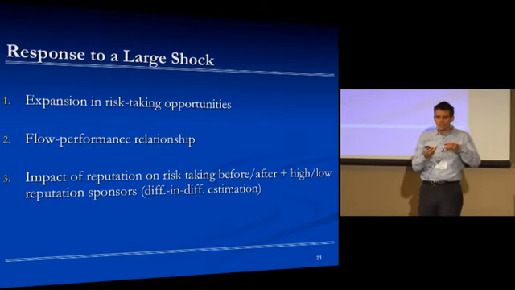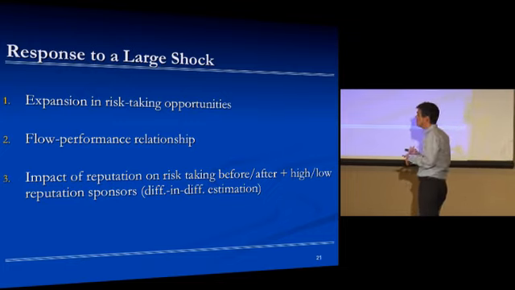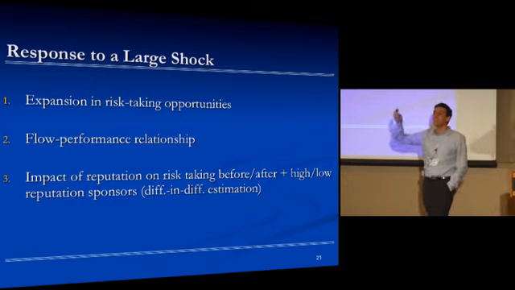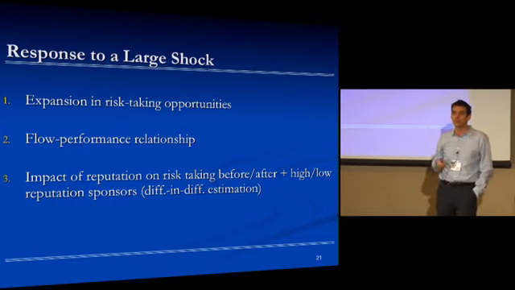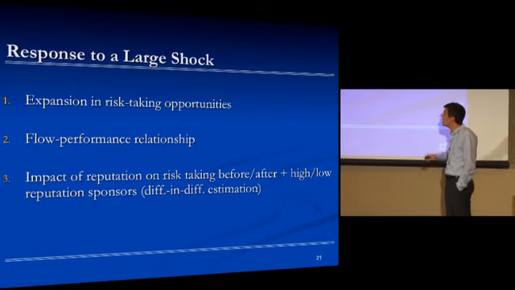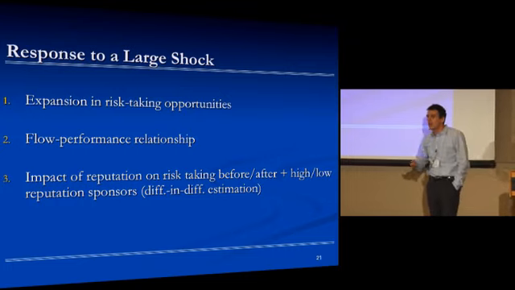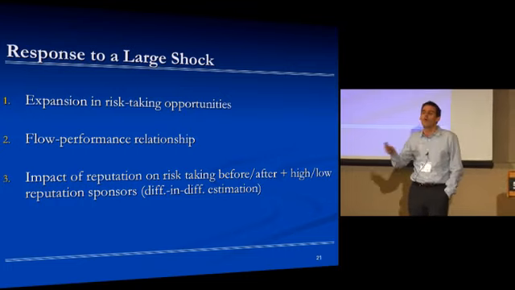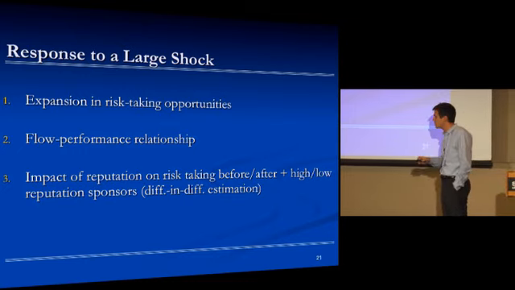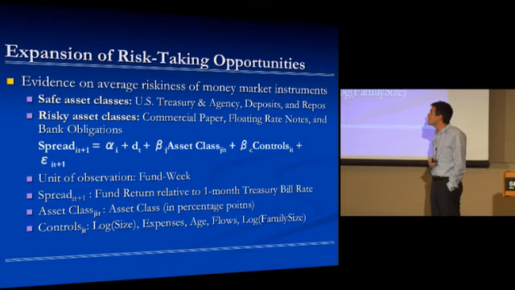Now, what I want to show you is our results in 3 steps. First, there are going to be the expansion of risk-taking opportunities. That's going to be the shock which affects all funds. Then I'm going to show you that indeed there are strong incentives to take on more risk. So I'm going to do that by estimating a standard flow-performance relationship. And then finally, I'm going to look at the impact of reputation and financial strength on risk-taking by doing a difference-in-differences strategy. We'll look before and after and compare funds which have a sponsor with high and low reputation.